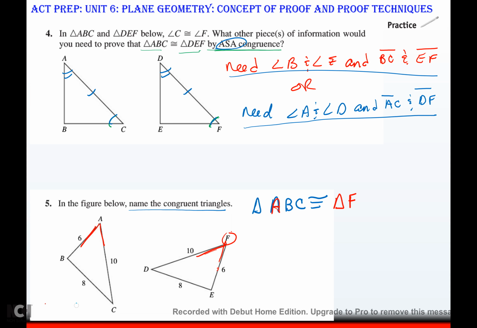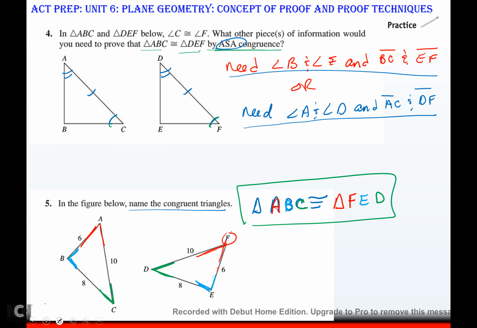Well, now I go look at B. B is between the 6 and the 8. 6 and 8 over here, E is between, so E and B have to be in the same position. And then I look at my C, which is between 8 and 10, and over here between 8 and 10 is D. So C and D have to be in the same position. That would be my similar triangles. Okay?